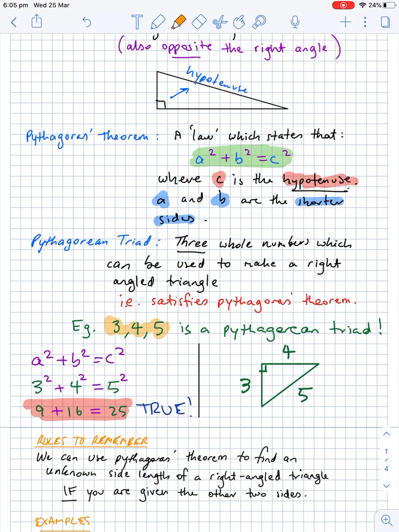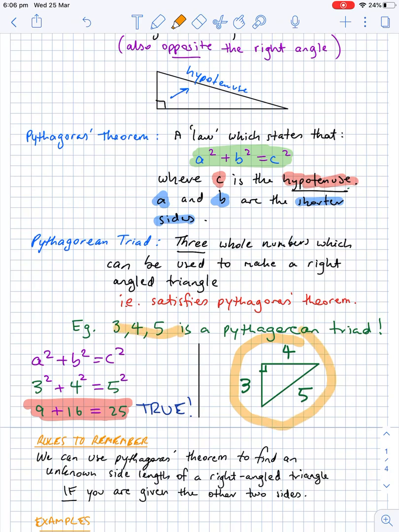So for example, 3, 4, and 5 is a Pythagorean triad. And the reason for that is if I write down the formula, or the theorem, and I put in 3, 4, and 5, that comes out as 9 plus 16 equals 25. And that's a true equation. So because it's true, it satisfies Pythagoras' theorem, and therefore it is a Pythagorean triad.